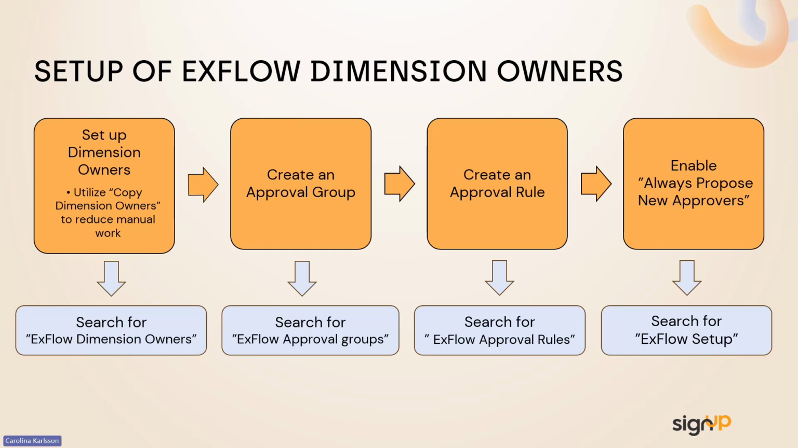So let's do a little summary of these steps when you set up a dimension owner. So first, you set up the dimension owner. Don't forget to use the copy dimension owners feature to reduce your manual work. And you do this if you search for ExFlow Dimension Owners. And then after that, you create an approval group. So then you search for ExFlow approval groups. And after that, you create an approval rule. So then you search for ExFlow approval rules. And then the last setting is to enable Always Propose New Approvers. And this is found under ExFlow setup.